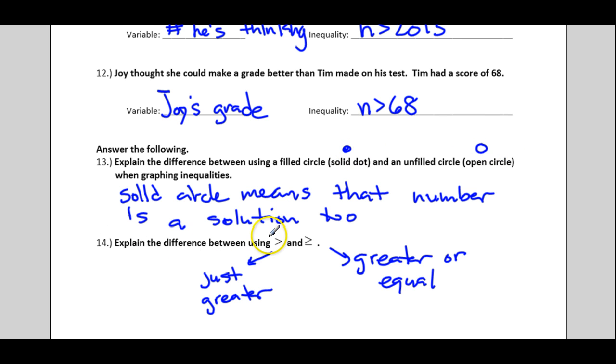14, explain the difference between using this symbol and this symbol. I just said this symbol means just greater. This one means greater or equal. Okay? All right, that's the end of the first podcast for this unit.